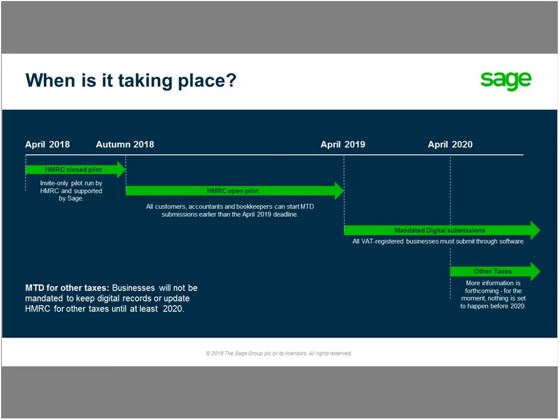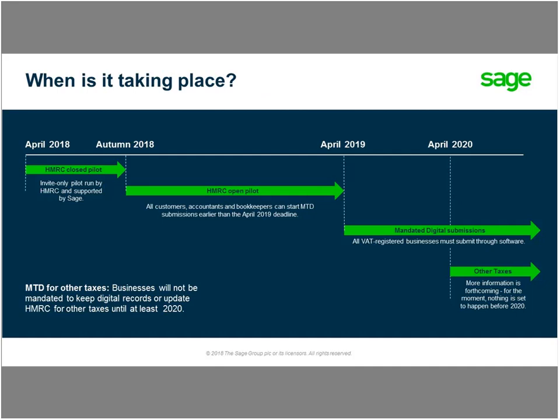Okay, so let's have a look at the actual MTD timeline. From April 2018, HMRC kicked off their closed pilot. And Sage are participating in the closed pilot at the moment. We actually have customers actively submitting under the new MTD legislation now. And basically, the closed pilot is HMRC's test period. So there'll be software providers participating in this closed pilot, and we are basically testing to make sure that everything's going to work and everything's going to be fine.